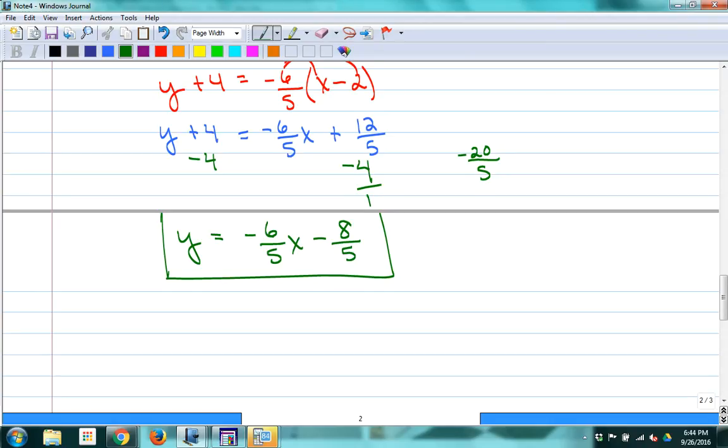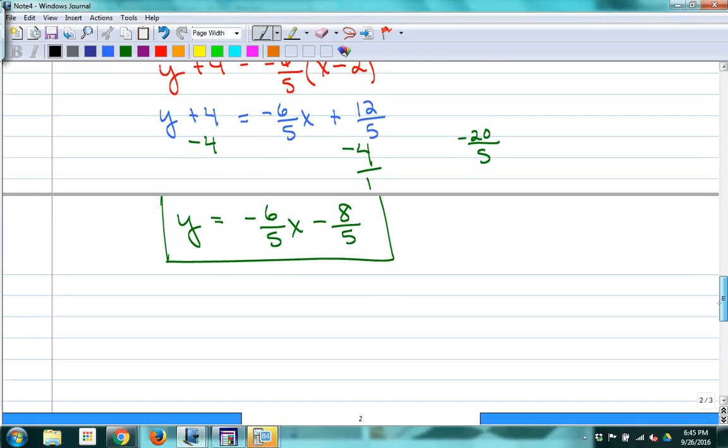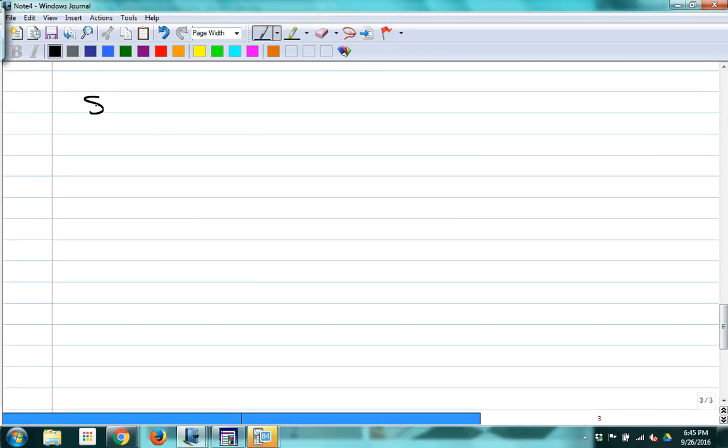Let's look at the next form. The next form is called standard form. Okay, so we've taken the scenarios of what they could give us. Well, they gave us a point and a slope. You get point-slope form. They gave us two points. We got point-slope form out of that. They gave us the slope and the y-intercept. We got slope-intercept form out of that. They gave us two points. We got the slope-intercept form out of that, but we went through point-slope form.